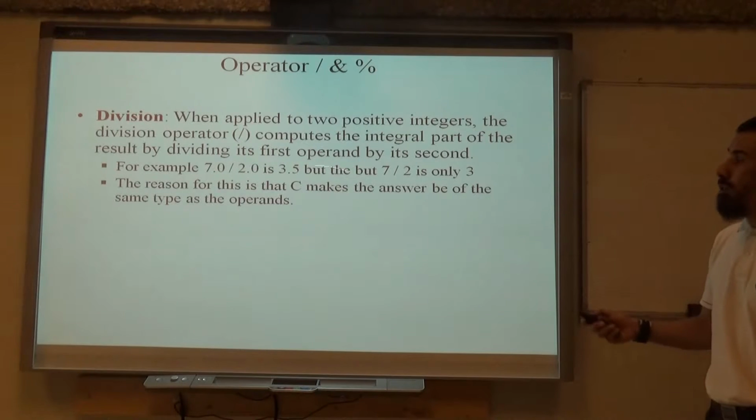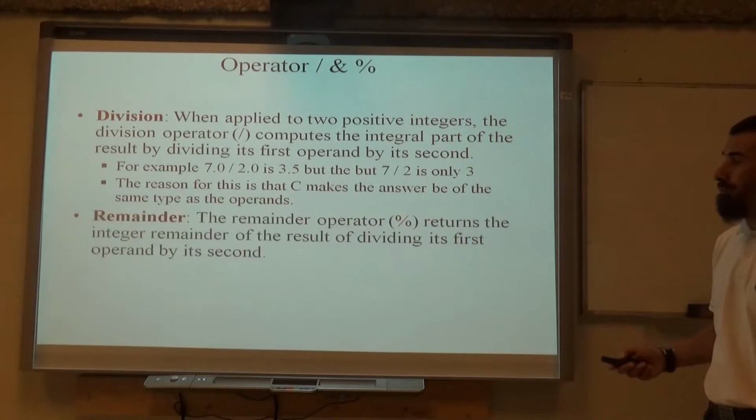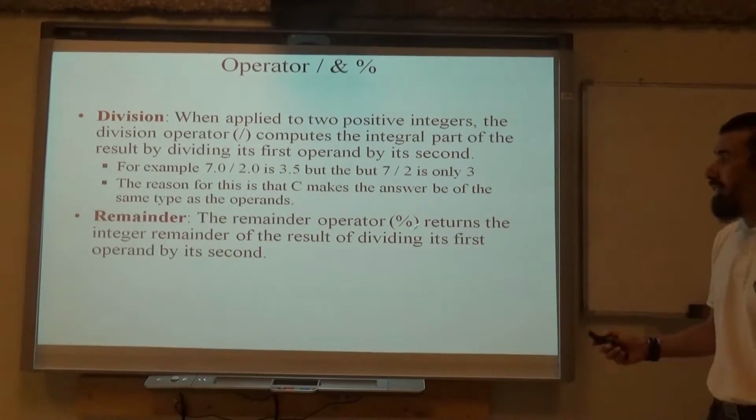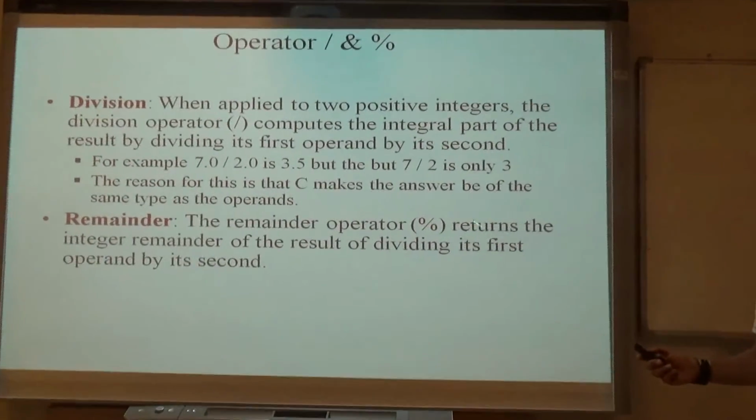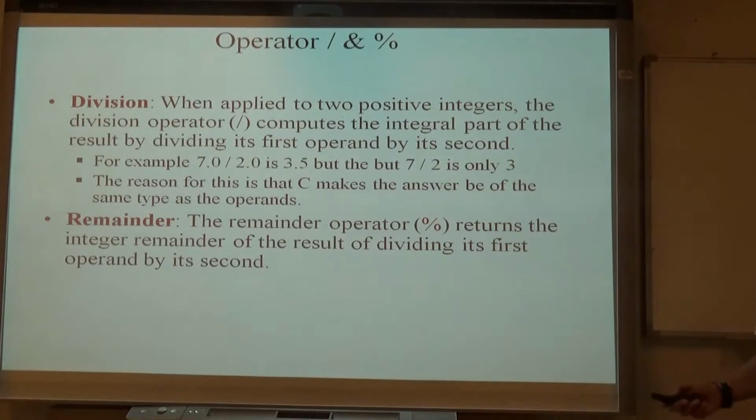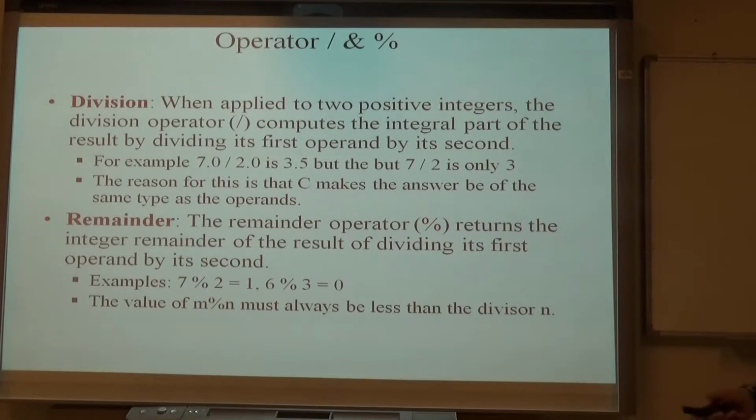So we want the operands to be of the same type as the operator. Remainder. Remainder is the modulo, we call it also modulo, and it will return the integer remainder of the division. We are dividing the first operand by the second operand. So 7 modulo 2 will be 1, and 6 modulo 3 will be 0, because 6 by 3 will be 2, and the remainder will be 0. So always make sure that you have this rule respected. You don't want to get the remainder of a small number over a big number.